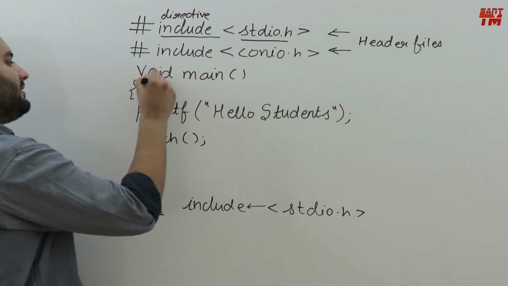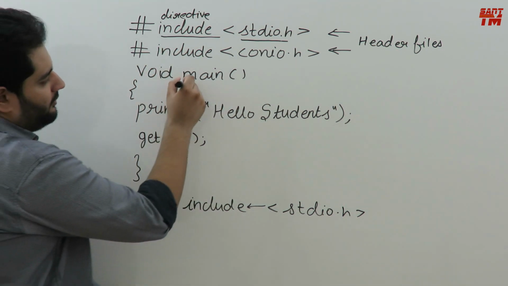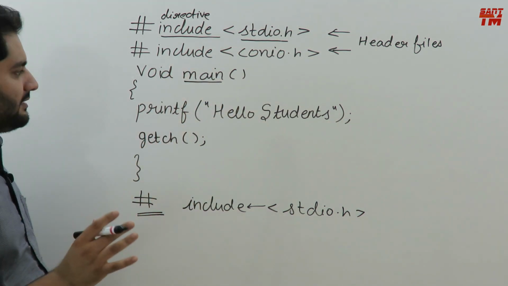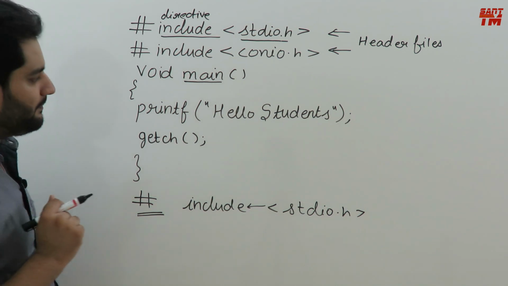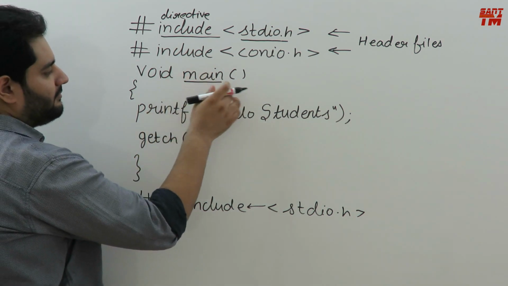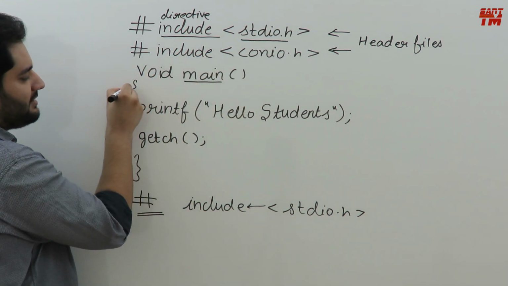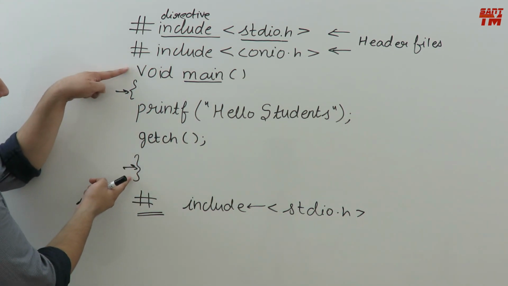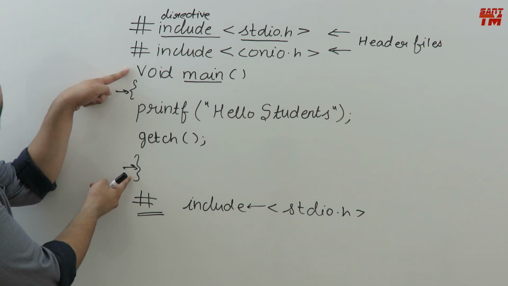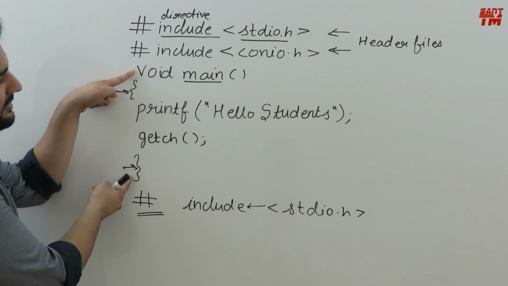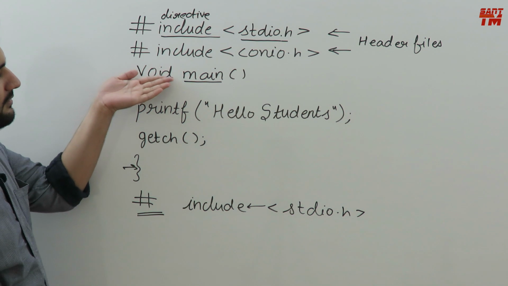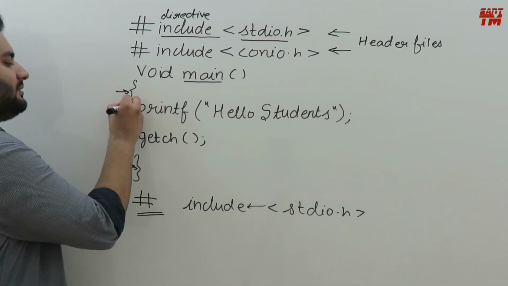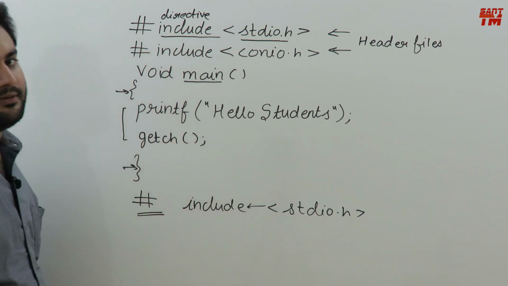Now here I have written void main. For the time being, consider main. As the name suggests, main is the main function of the program. This function starts from this brace and ends at this brace. Without this main function, our C program cannot run. Every C program must have this main function declared like this: void main, curly brace start, curly brace end. And within this curly brace, we write the body of the main function.